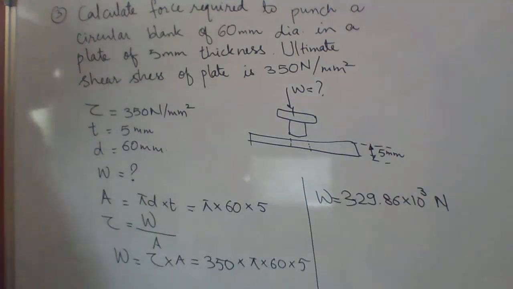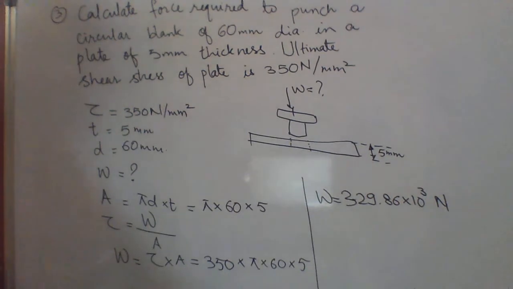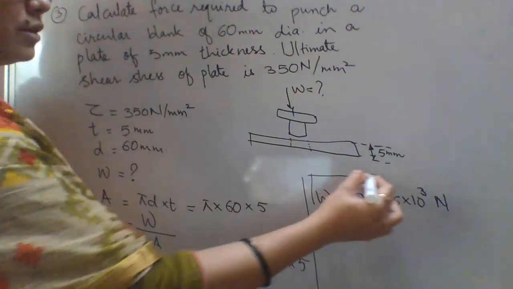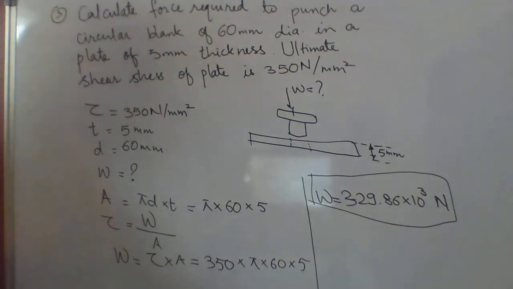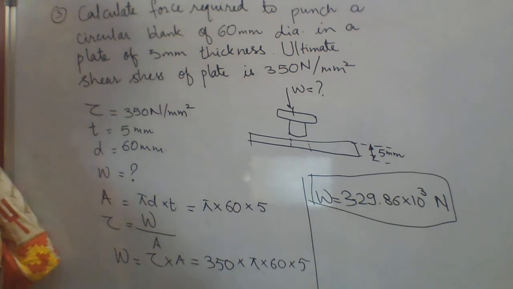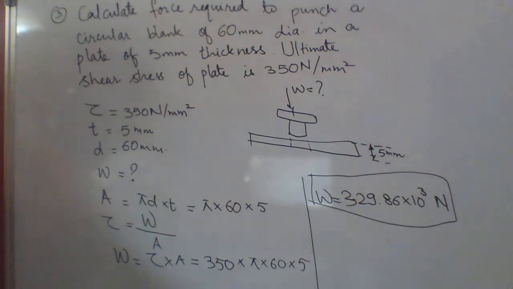And if you want to write it in kilonewton, then it will be 329.86 kilonewton. So this is the final answer. The force required to punch this hole is this much. I expect that you all have understood all these three numericals. Now we'll take one numerical from crushing stress.